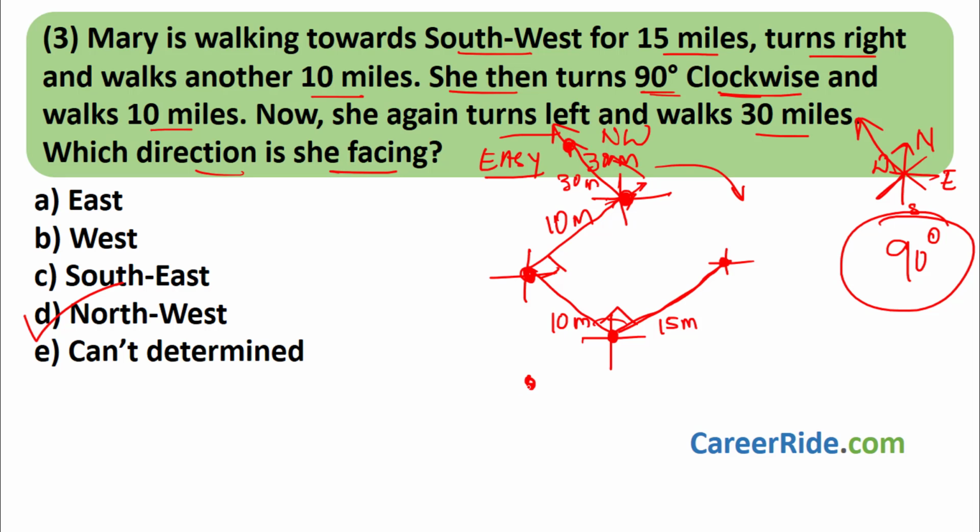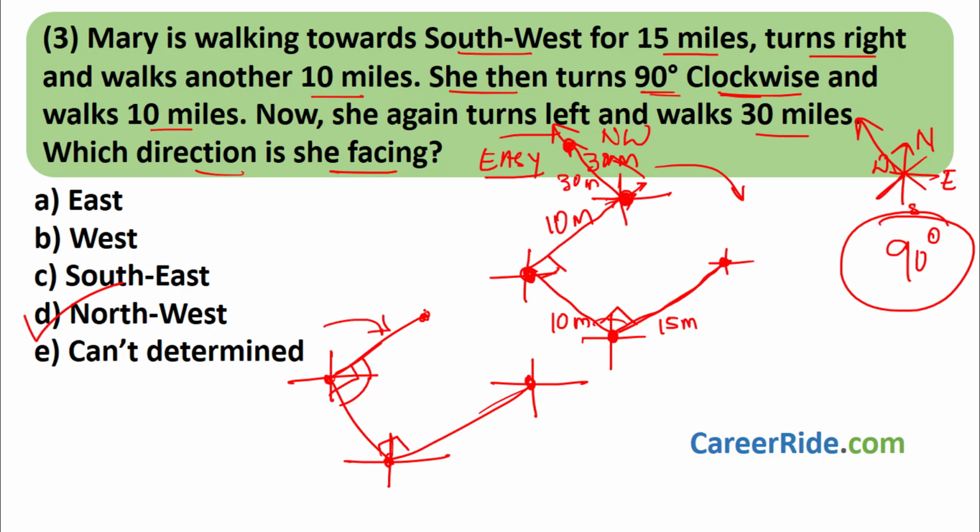We had Mary over here. She goes in the southwest direction. Why? Because this is southwest as per this diagram. Then she reaches here. Okay. Then she takes a right turn of 90 degrees. She goes over here. This is a 90 degree turn. Then over here she turns 90 degrees clockwise. Clockwise is this. So she turns 90 degrees clockwise. Okay, so this is 90. This is 45. This is 45.